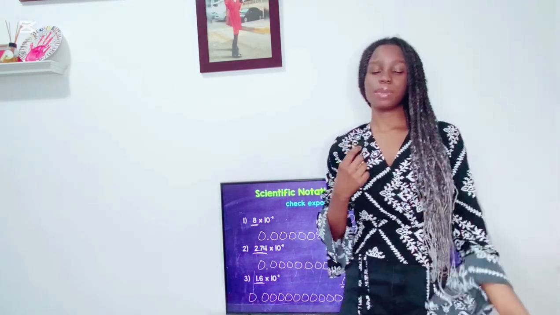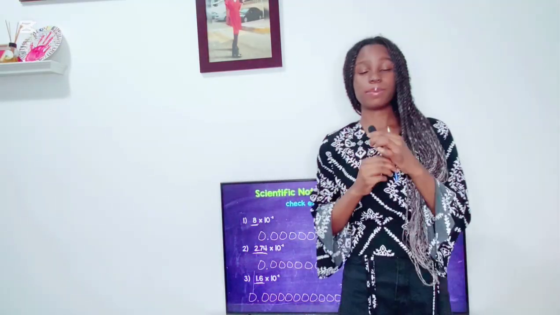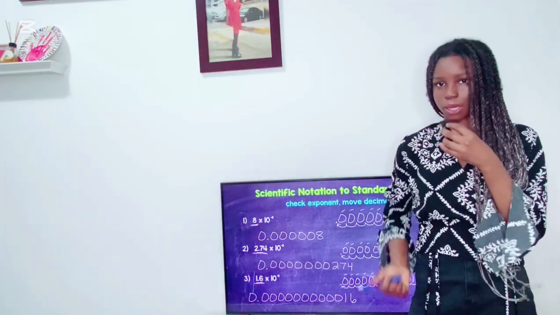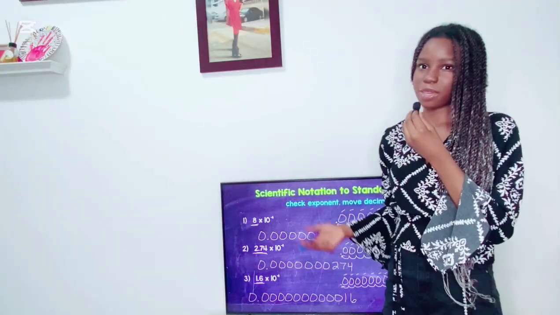Basically, scientific notation is a way for us to write larger numbers or smaller numbers in a shorter way, or in a shorter form. That might not really make sense to you, but as we go along, you guys will definitely understand what I mean. So let's head right into number one because this video is going to be pretty easy and short.